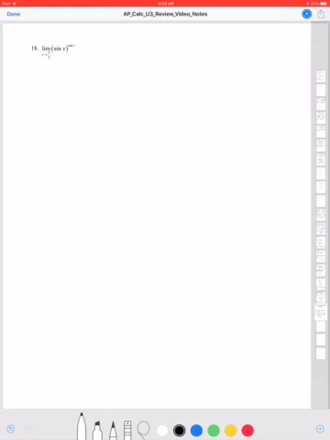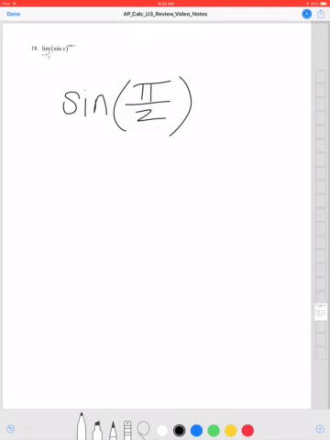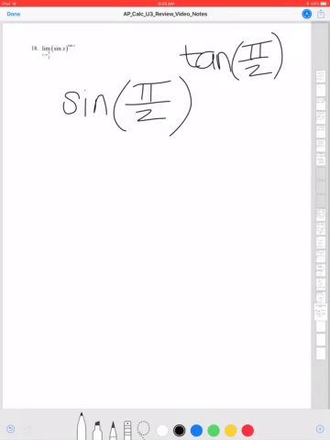All right, our last L'Hopital's rule problem. So let's plug in pi over 2 and let's see what happens. So the sine of pi over 2 raised to the tangent of pi over 2. The sine of pi over 2, so that's up at the top of our unit circle.